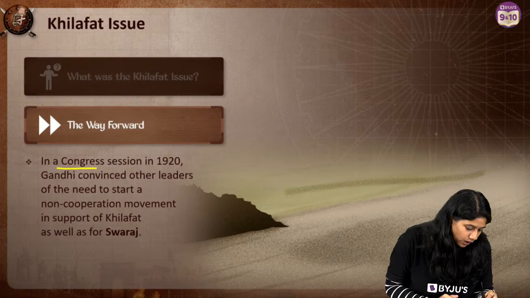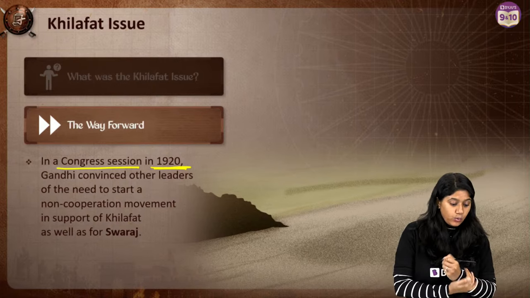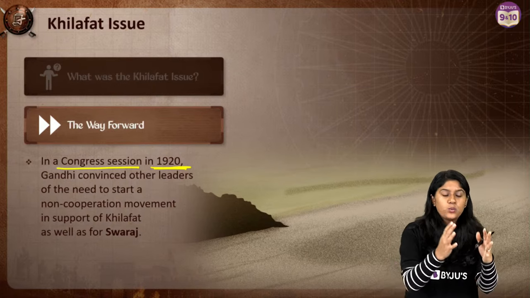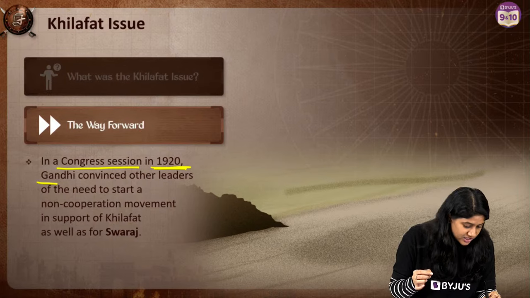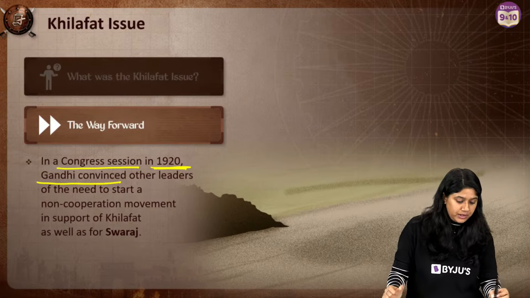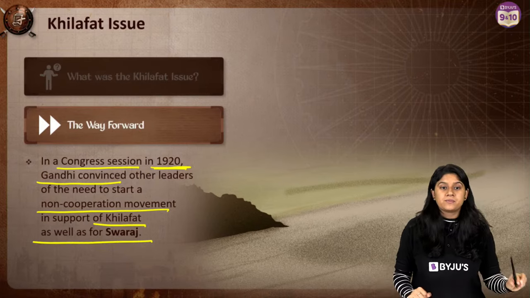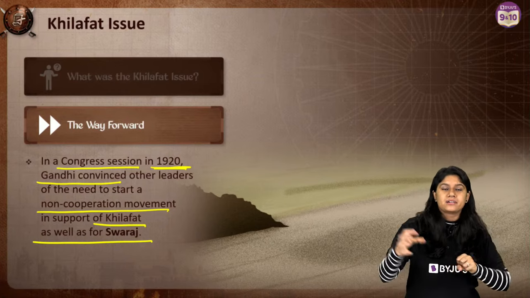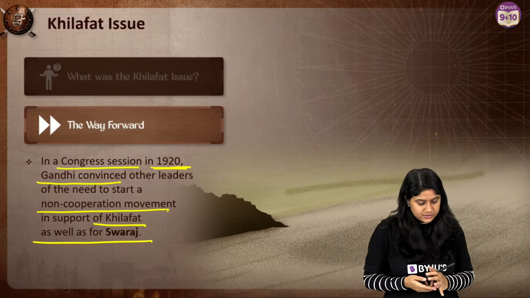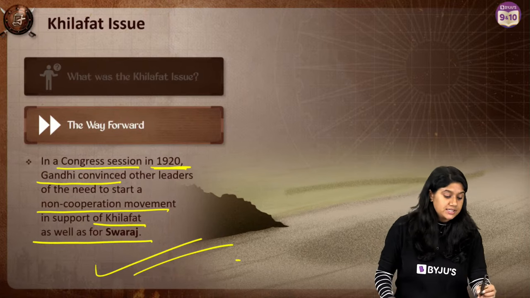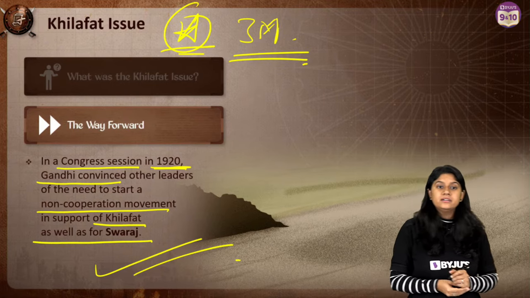They all went to the Congress session in the year 1920, and they said, okay, fine, we will work together. Everyone, this is super, super important. Gandhiji convinced the other leaders also that they need to start a non-cooperation movement in support of the Khilafat as well as for Swaraj. They said let's come together and join a single movement, and we'll be looking for freedom. Everyone, are we clear with this? It's a 3 marks question. They can ask you to write about the Khilafat movement. Clear? Done.